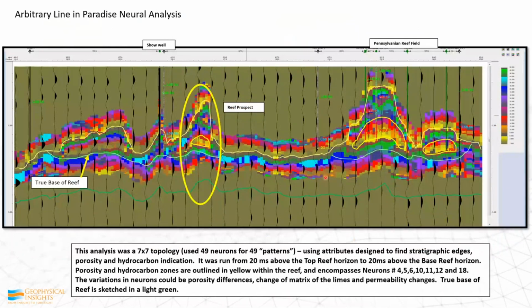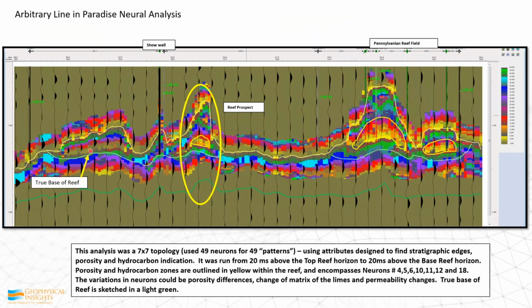So again, I use the familiar culprits of instantaneous phase, instantaneous frequency. Relative acoustic impedance really works well in carbonates because it's showing you what's relatively hard or soft, which is a good porosity indicator. I use sweetness. I use normalized amplitude in here, so I have a nice combination of attributes.